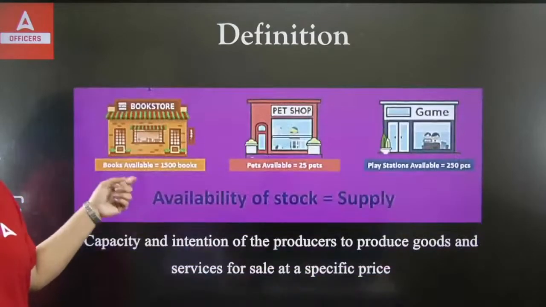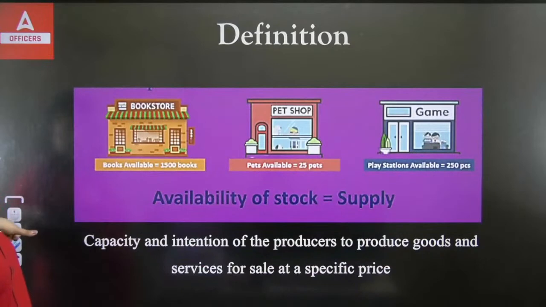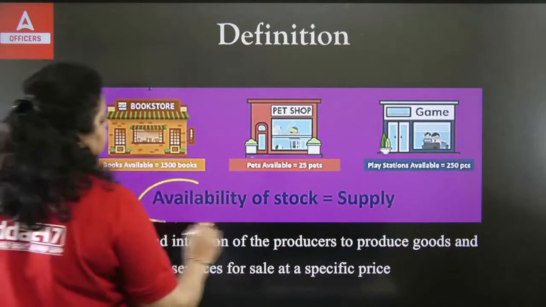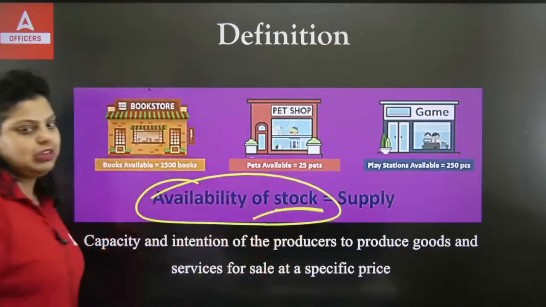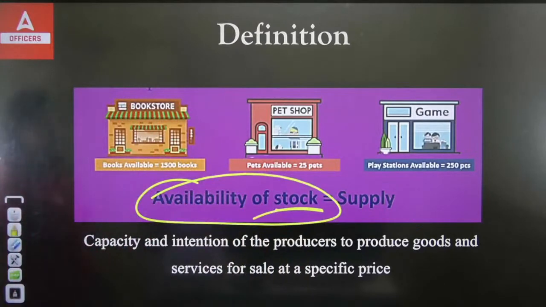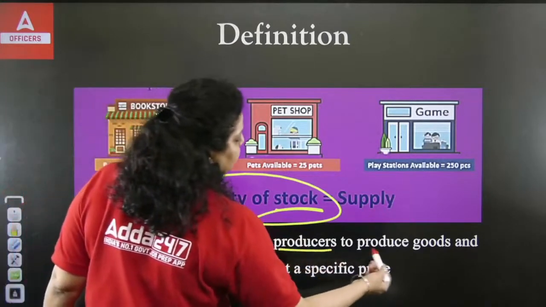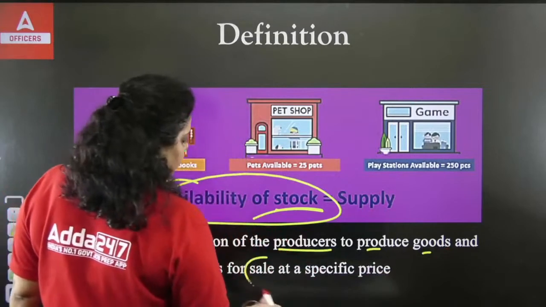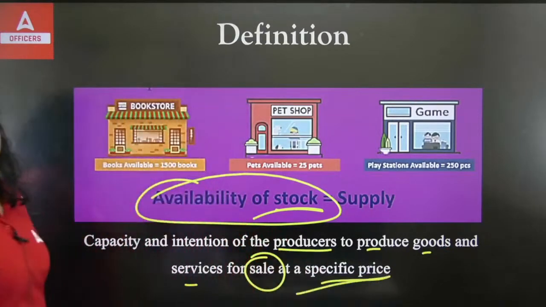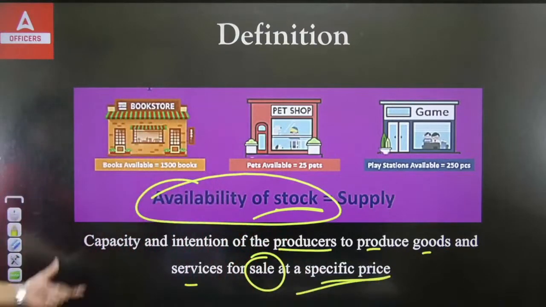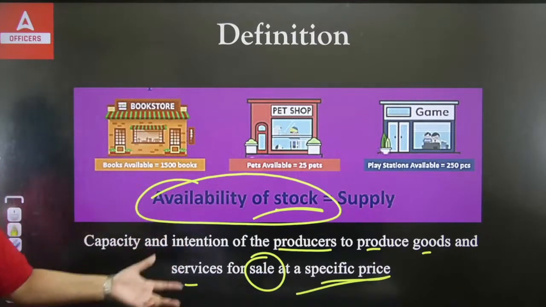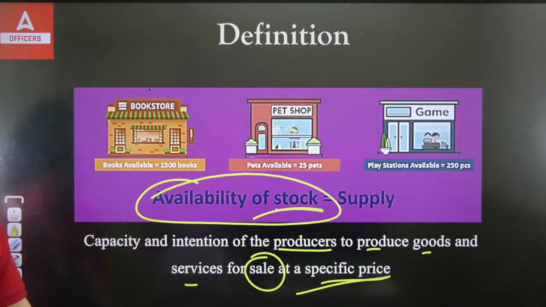So let's see here first. You can see what supply means. Supply means the availability of stock, how much stock you have, how many goods and services you have. It is the capacity and intention of the producer to produce goods and services for sale at a specific price. That is your supply.